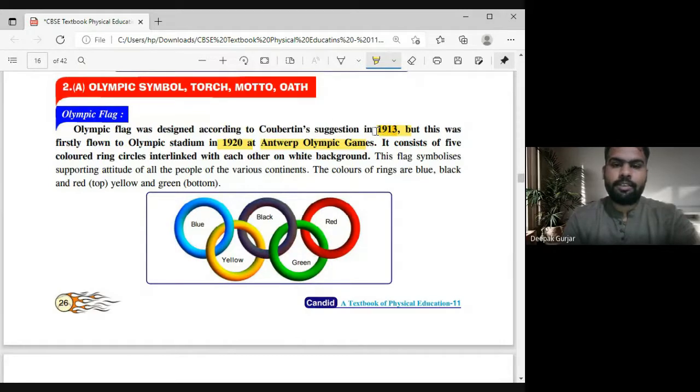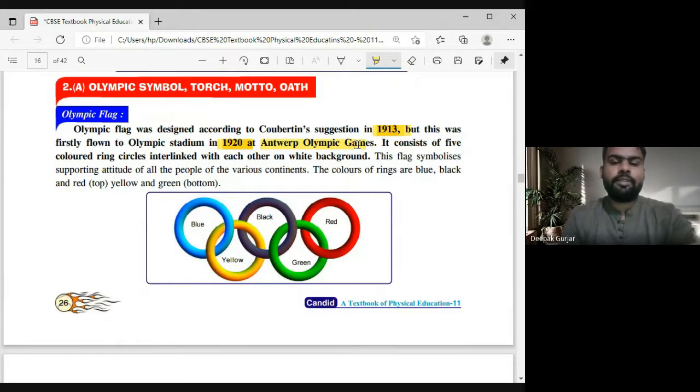The Olympic flag was made in 1913, but it was first flown in an Olympic stadium in 1920. These two dates are very important, so go through them nicely. It was at the Antwerp Olympic Games. So the Olympic flag was designed according to Coubertin's suggestion in 1913, and it was first flown in an Olympic stadium in 1920, at the Antwerp Olympic Games.